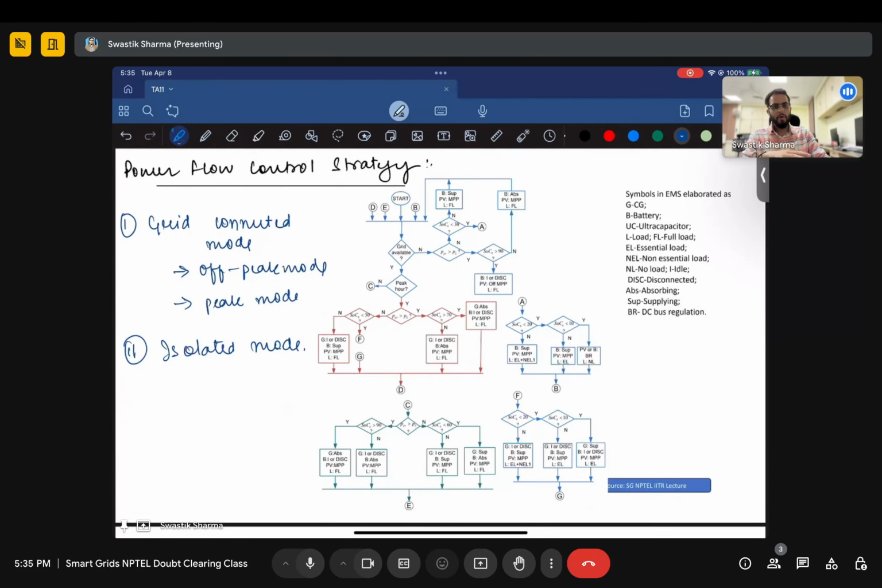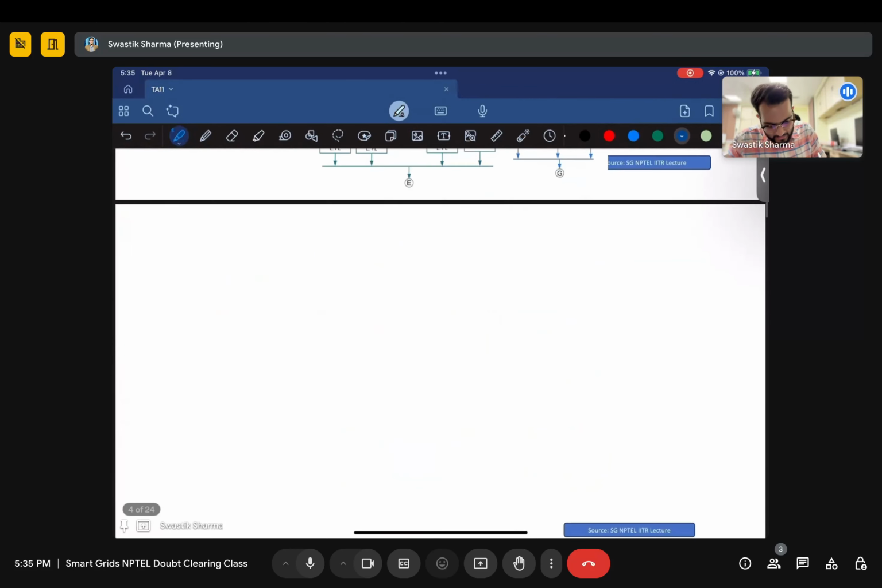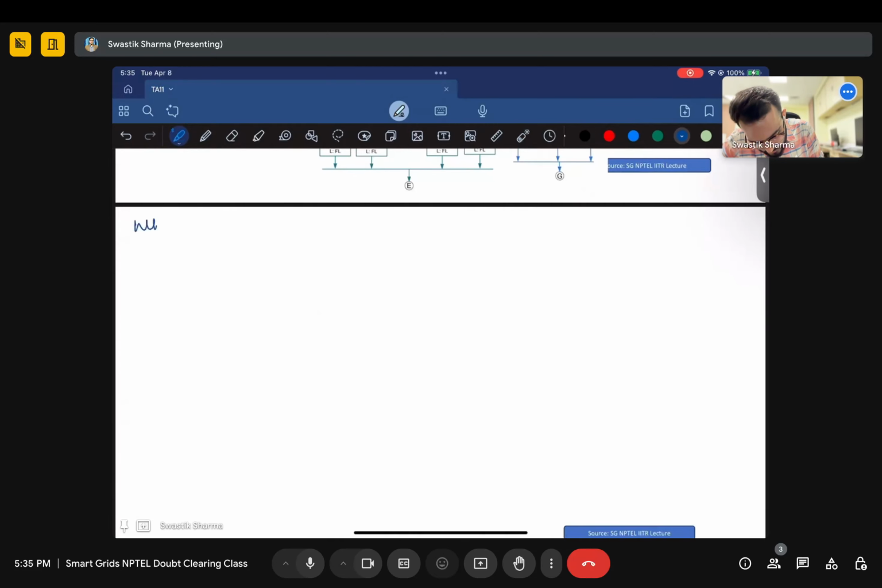So that is what we want from this power flow control strategy: how to provide control so that we are able to meet some targets that we want. And what are these targets? Why PFCS? What you want is peak demand reduction. You want to reduce the peak demand that is happening.